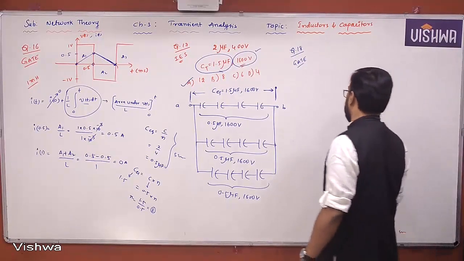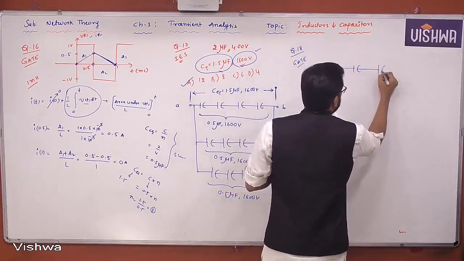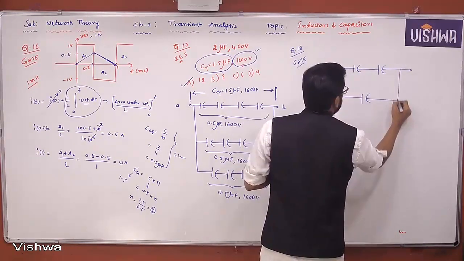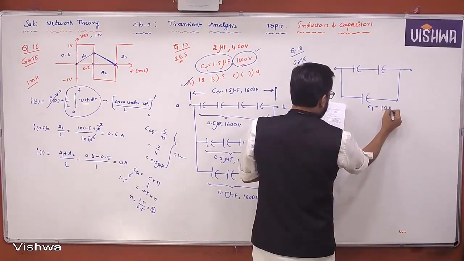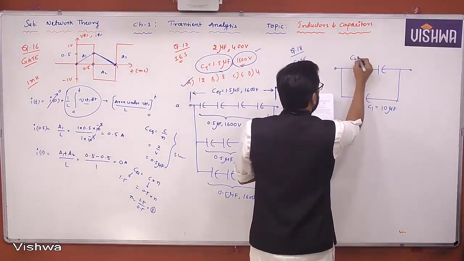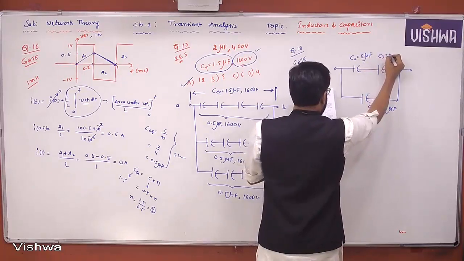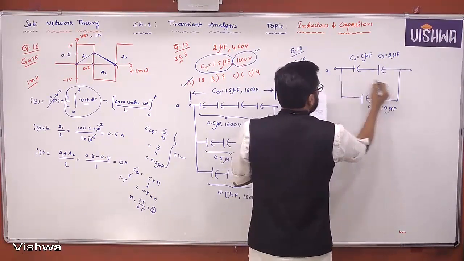It's a very interesting question. Look at this, all of you. What is the combination given here? This is the combination given, right? This is C1, it is 10 microfarad. This is C2, how much is it? 5 microfarad. This is C3, this is 2 microfarad. Now these are the AB terminals given.